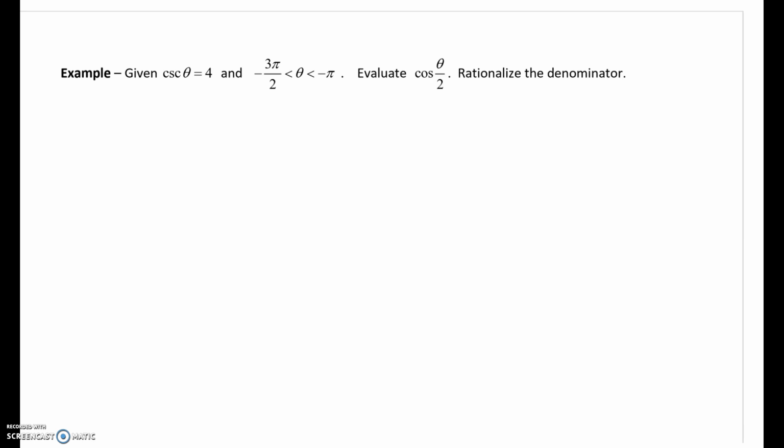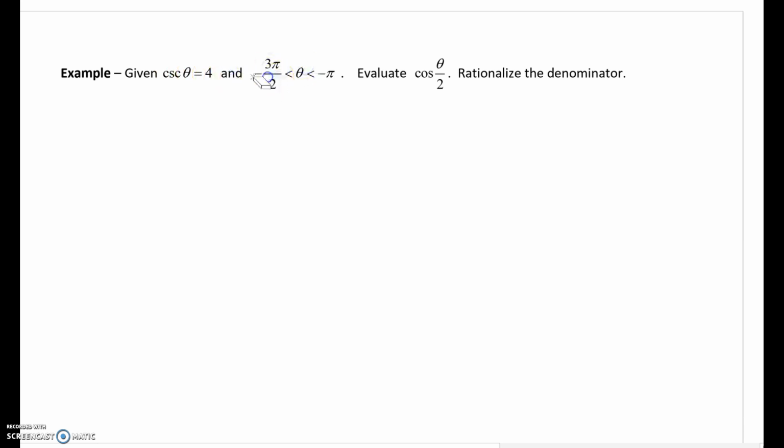Okay, we have two things going on right here. We have to figure out what the cosine of theta is, and then we have to do the half angle formula with that. So we need to make a triangle, and then we need to figure out what quadrant we're in.